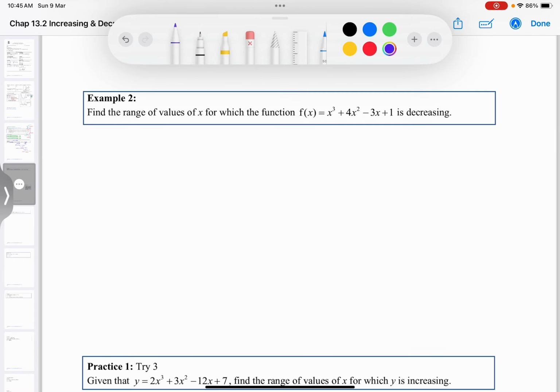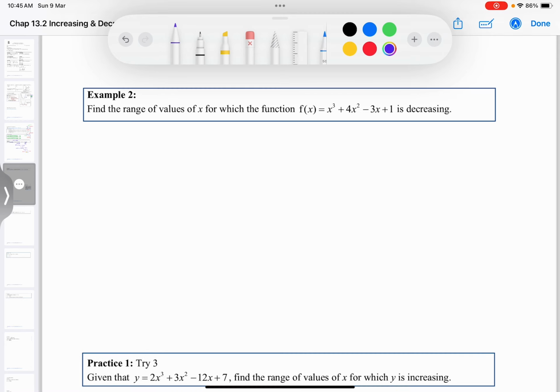Now we'll look at the next example. Find the range of values of x for which the function is decreasing. I can give you a clue and then you can try this by yourself. Again, when you have the range of values of x, we are looking for an inequality. Your answer should be an inequality. For which the function is decreasing, so here f'(x) is less than 0. Alright, so you try this question and then later on I will go through in the next video.